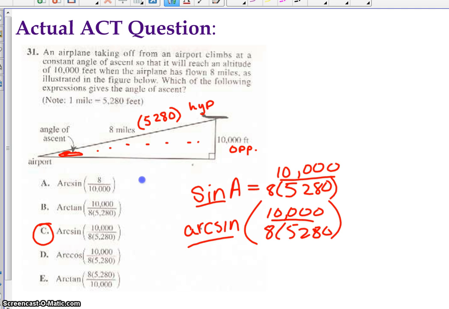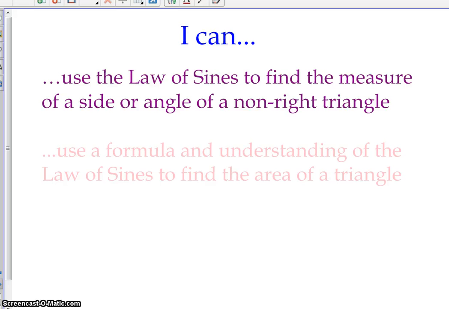So it is important to know, first of all, that arcsine is the same thing as sine inverse, and how to do all of this math. All right, so today we're going to really focus on, first, how we use the law of sines to find the measure of a side of a non-right triangle.